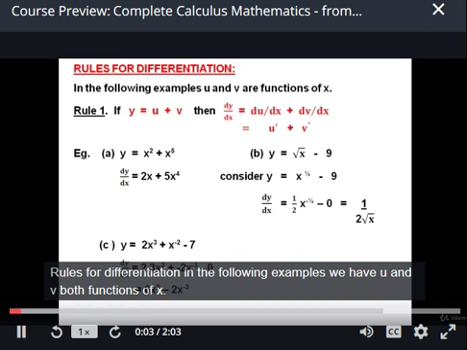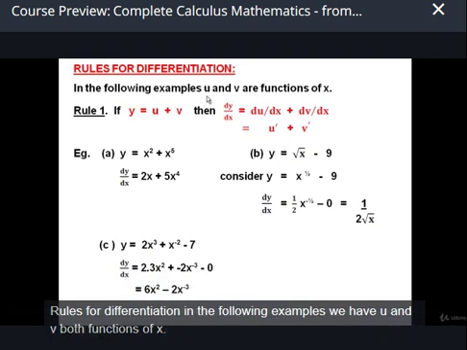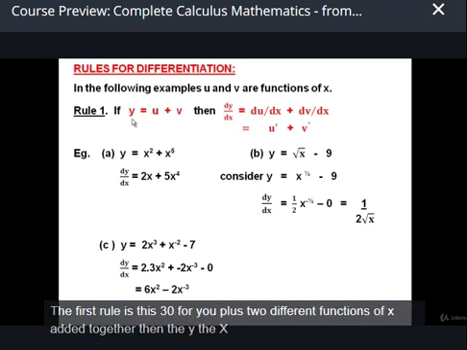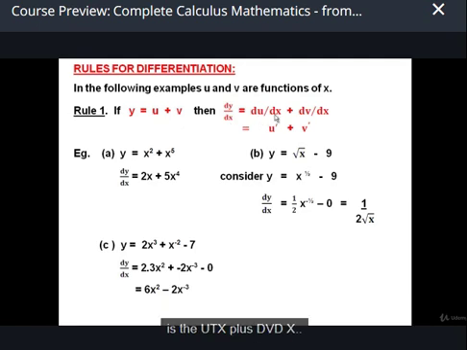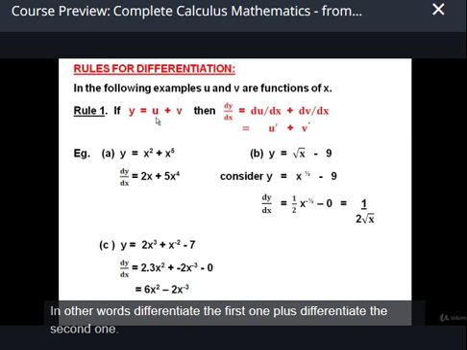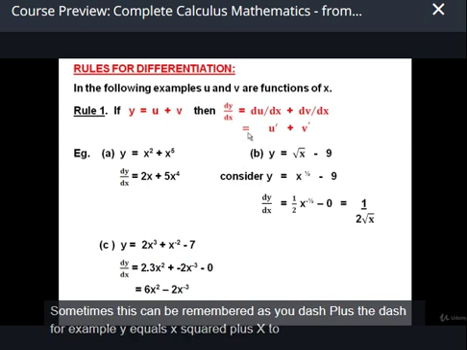Rules for differentiation. In the following examples, we have u and v are both functions of x. Our first rule is this, that if y is u plus v, two different functions of x added together, then dy dx is du dx plus dv dx. In other words, differentiate the first one plus differentiate the second one. Sometimes this can be remembered as u dash plus v dash.